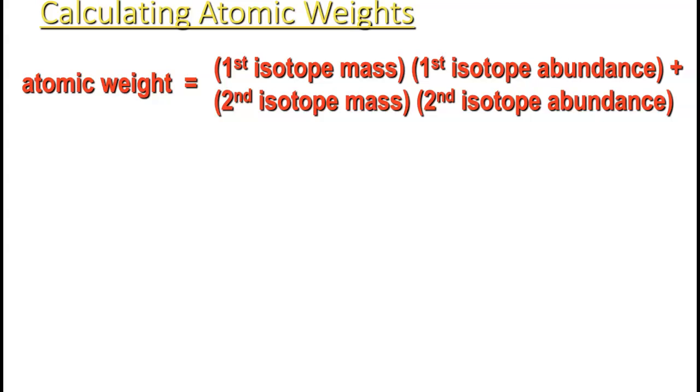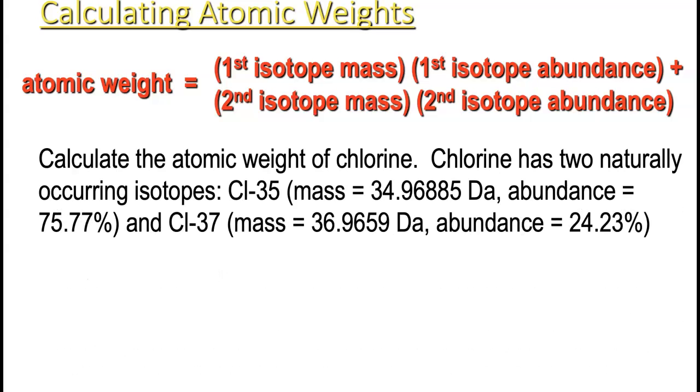So here's the formula written out a different way. The mass times the abundance plus the mass times the abundance. So chlorine generally has two isotopes, two different atoms with different numbers of neutrons, which gives it different mass. It's still chlorine, still 17 protons, but different masses. So we can see chlorine with a mass of 35, 75.77%.